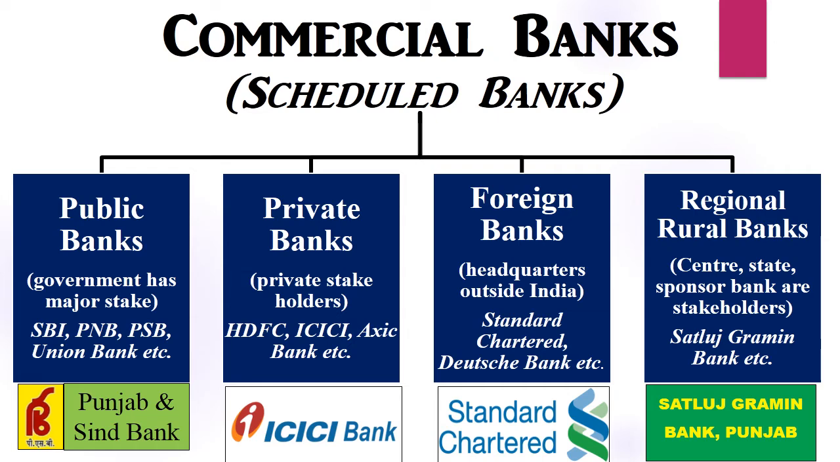Then, for the development of the rural regions, regional rural banks were established in 1975 with the main aim to uplift the rural regions and to assist in agricultural and other small scale industries. These banks are jointly owned by the Indian government, the state government, and the sponsor bank.